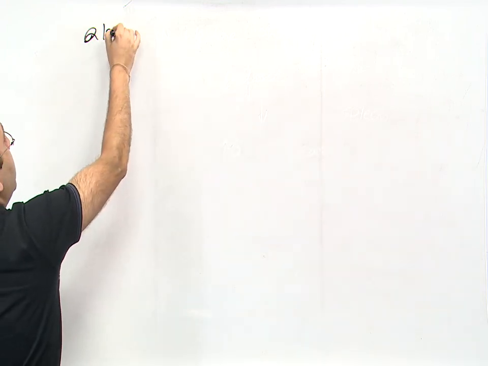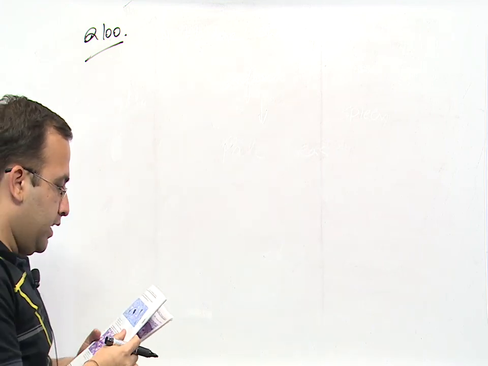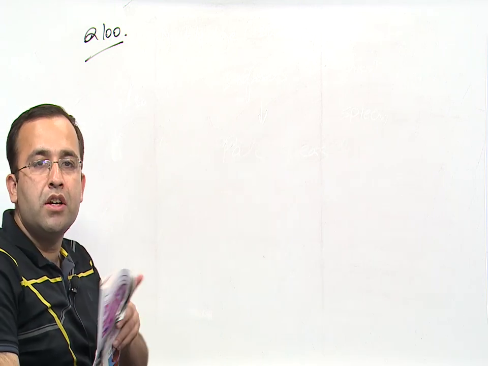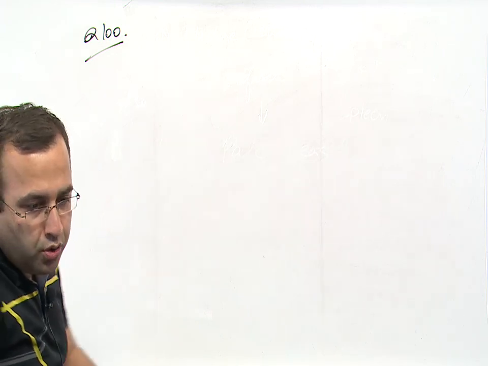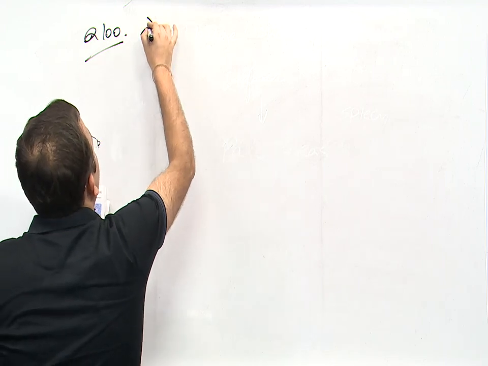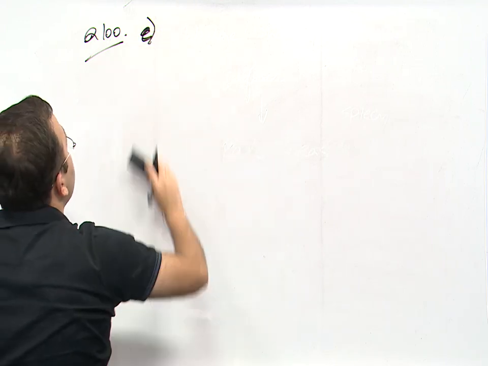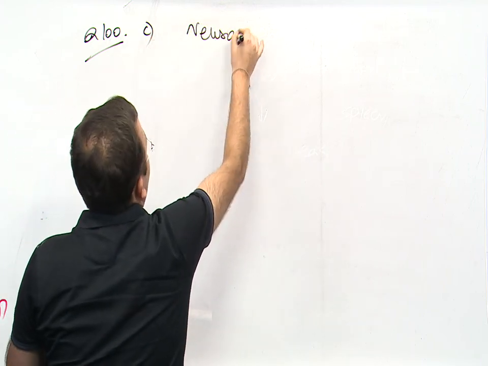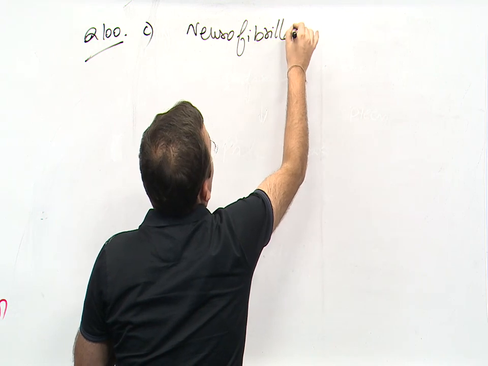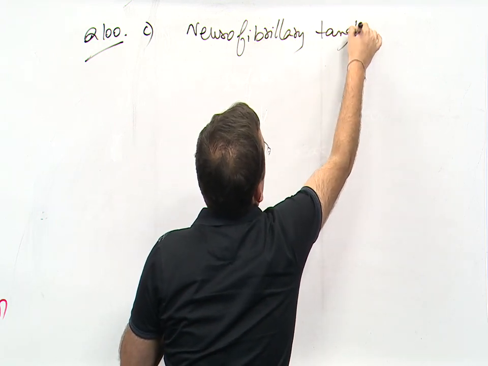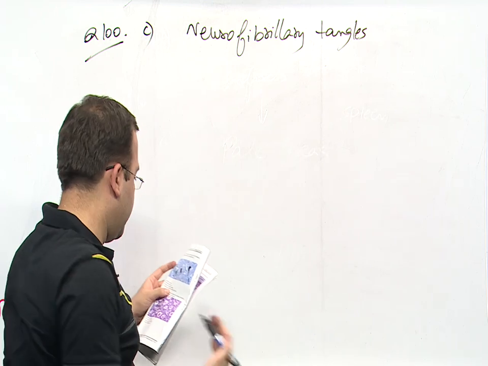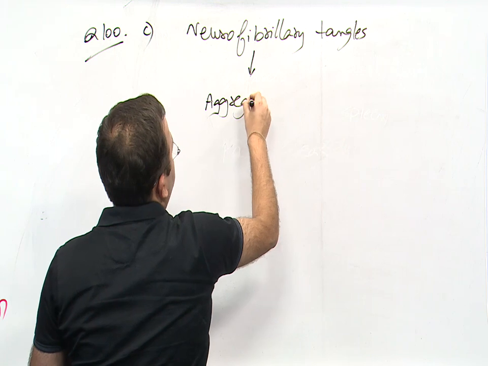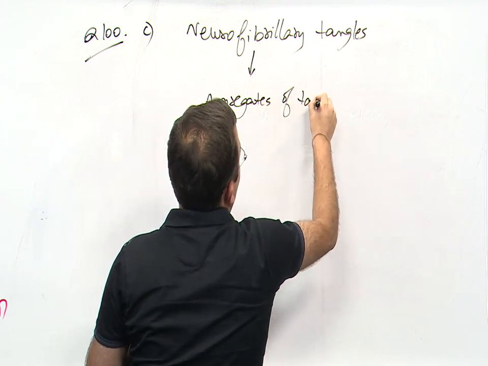Question 100. Again, aggregates of tau protein. So firstly, it is telling you that it is tau protein, Alzheimer's, showing the presence of neurofibrillary tangles. So the answer is C. What you see here are the neurofibrillary tangles.